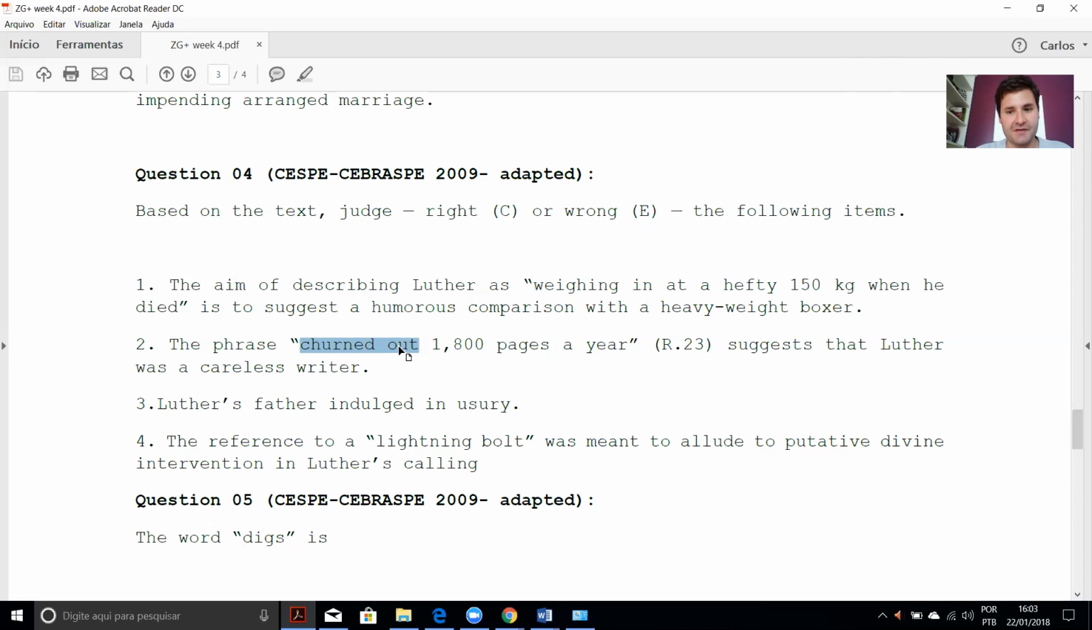1,800 pages a year. Okay. It doesn't say anything about the quality of his writing. So we cannot say if he was a careless or careful writer. It cannot be said. Okay. So this is incorrect.